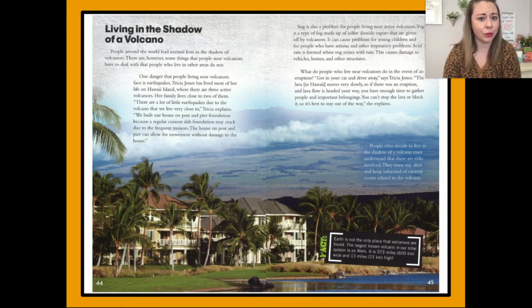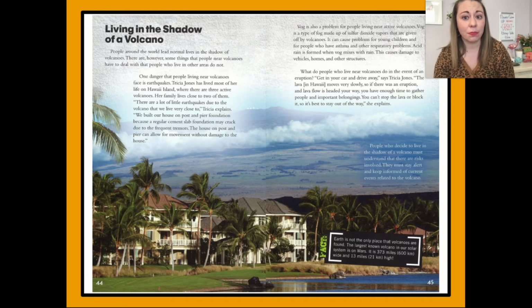There are a lot of little earthquakes due to the volcano we live very close to, Trisha explains. We built our house on post and pier foundation because the regular cement slab foundation may crack due to frequent tremors. The house on post and pier can allow for movement without damage to the house. Vog is also a problem for people living near active volcanoes. Vog is a type of fog made up of sulfur dioxide vapors that are given off by volcanoes. It can cause problems for young children and for people who have asthma or other respiratory problems. Acid rain is formed when vog mixes with rain. This causes damage to vehicles, homes, and other structures.